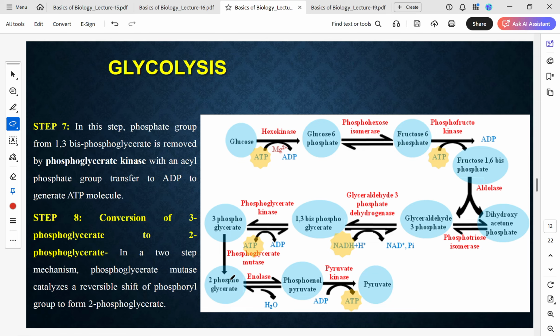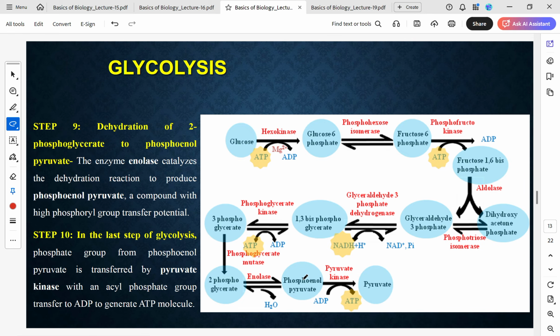using phosphoglycerate mutase. The 2-phosphoglycerate then, by removal of a water molecule, converts into phosphoenolpyruvate using enolase. In the last step, phosphoenolpyruvate is converted by pyruvate kinase to a pyruvate molecule.